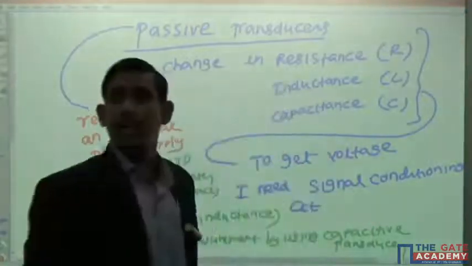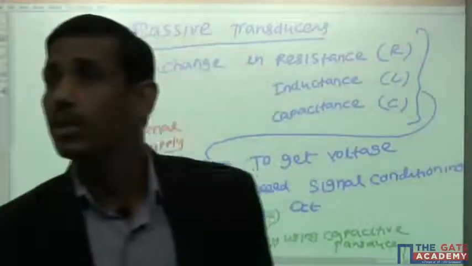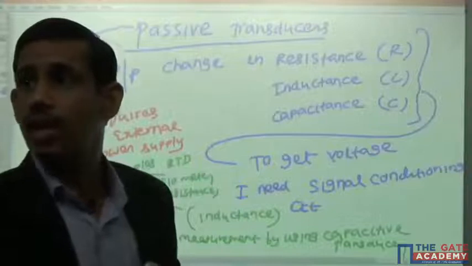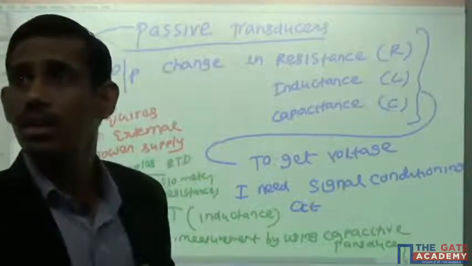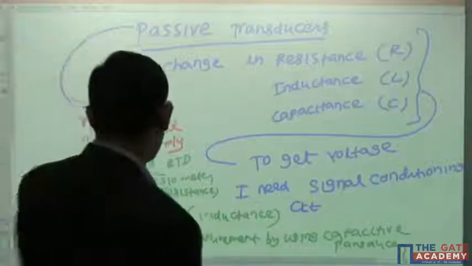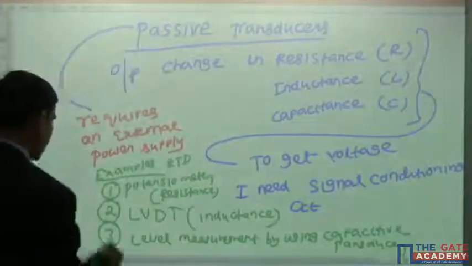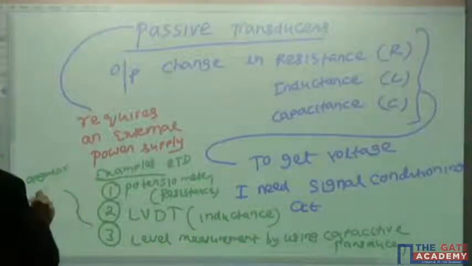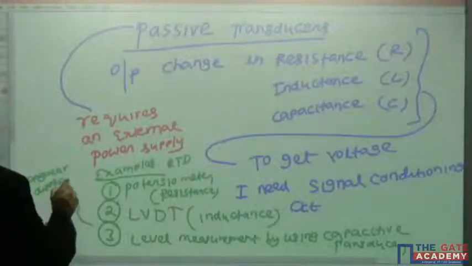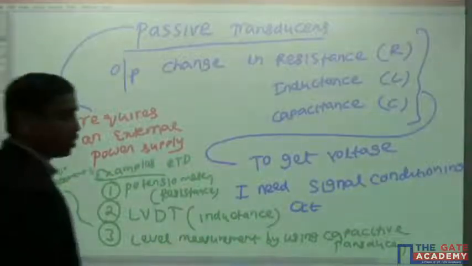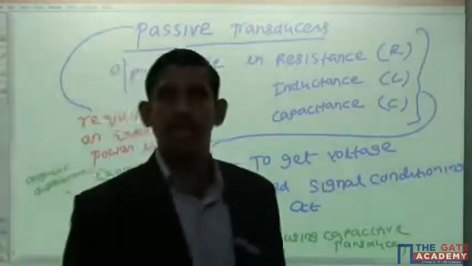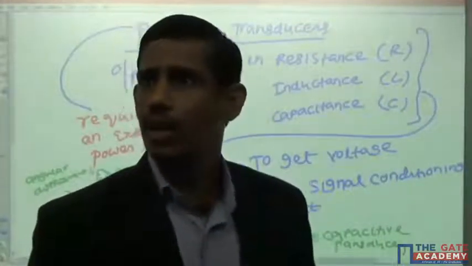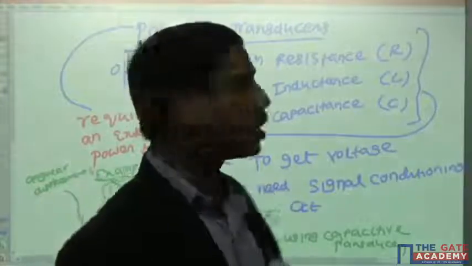There are so many transducers. For capacitance, level measurement by capacitive transducer, angular measurement, angular displacement. We are writing some important ones because most of these transducers available in nature are passive transducers.